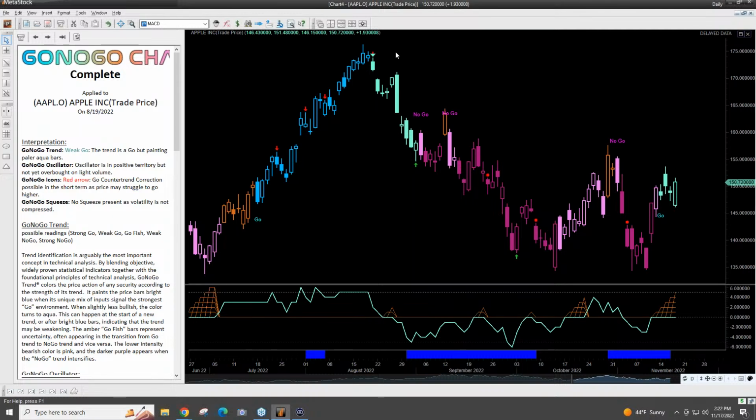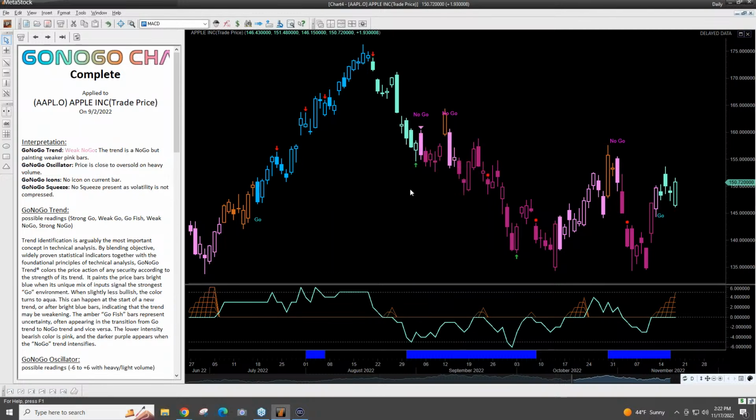But that's another thing that is nice with this, because you can tell if you're going to be in a strong go area or no go or a weak go. So in this area, when they're in those turquoise looking bars or candles, it's a weak go area. So you wouldn't want to trade this area, or you'd want to trade it on a longer term. If you were in this trade, you'd want to be out at that point.